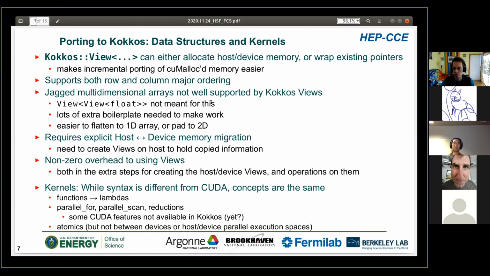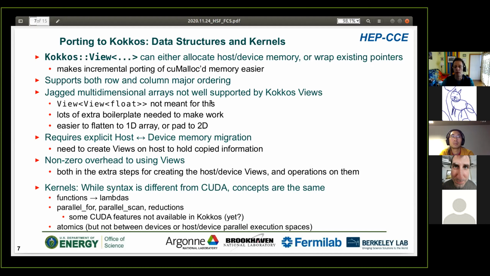One thing which we saw was not well supported in Kokkos was multidimensional arrays, like views of views, jagged arrays really, as opposed to just simple multidimensional arrays. You need a lot of extra boilerplate to make this work with a view of views. So we ended up flattening all these jagged arrays into 1D data structures or padded them out into 2Ds.